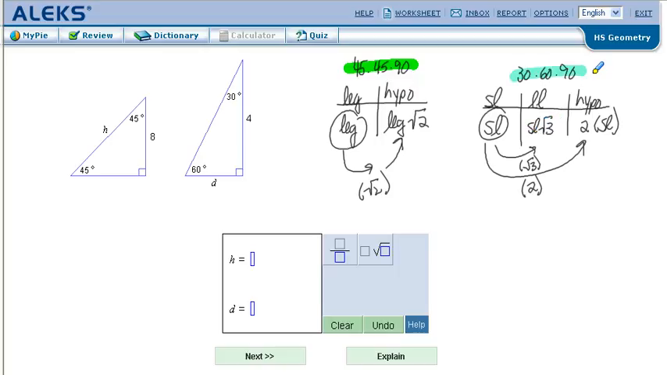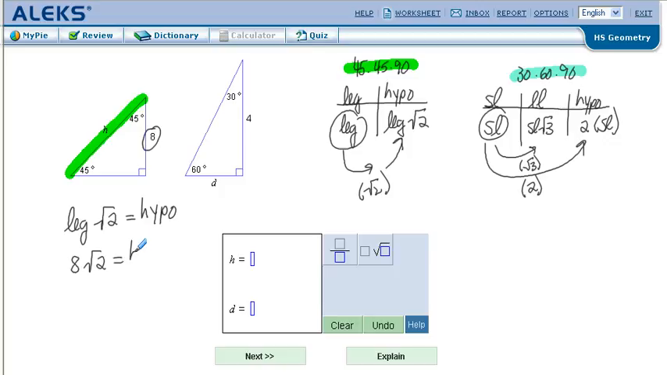Keeping these tables in mind, let's solve. So first off, let's solve for h. H is in the 45-45-90, and 8 is a leg. And we know that the leg times root 2 equals the hypotenuse. In this case, the leg is 8. So we simply substitute 8 and root 2, and that's going to equal our hypo. So here, h equals 8 root 2.